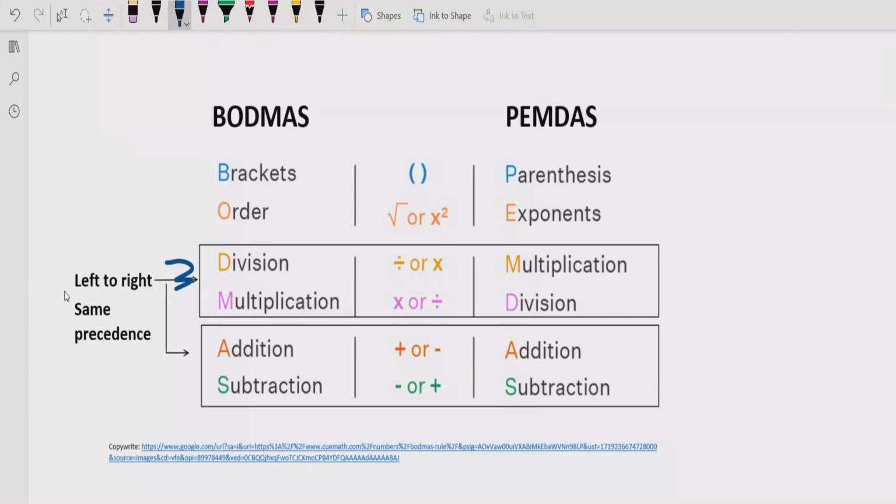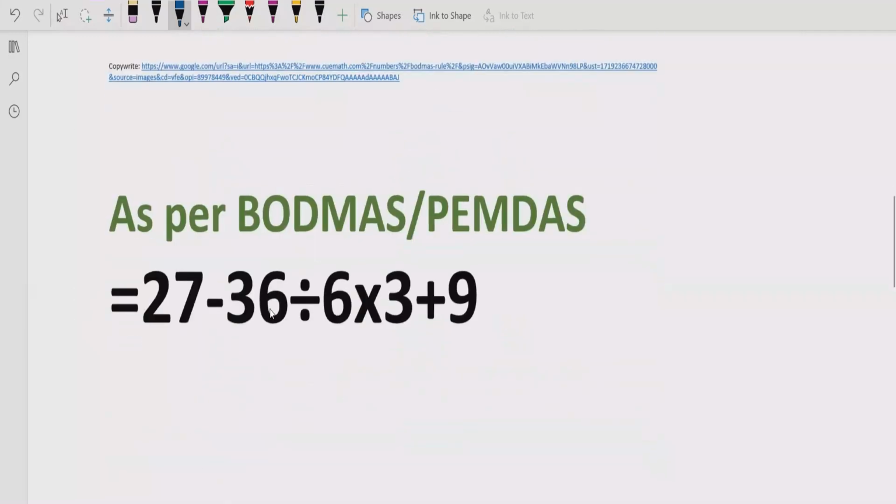How? First of all, you have to go left to right in your expression and find division and multiplication, whichever operation comes first. You have to solve that one. They both have similar precedence, so don't worry. You can solve multiplication first if it comes first, and you can solve division first if it comes first. Similarly, for addition and subtraction, we have the same rule. We can solve addition first if it comes first, and we can solve subtraction first if it comes first. Now let's move forward to solve the given expression.